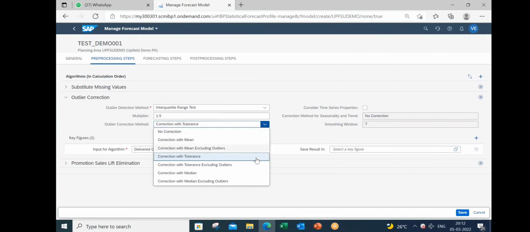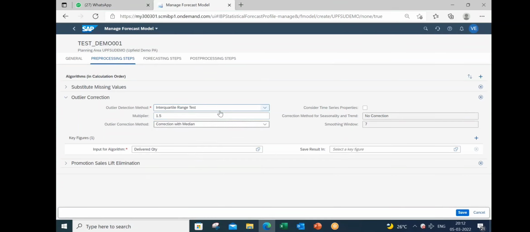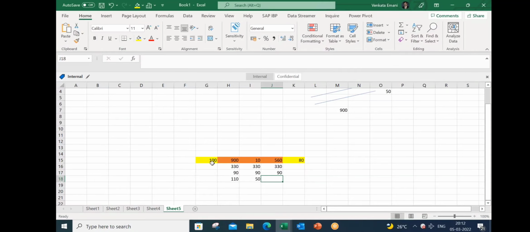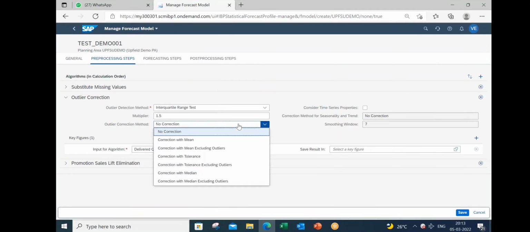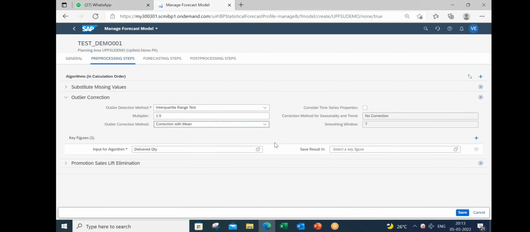Otherwise, it is asking correction with median. Same as here, where we have mean, we have median. Here also the system will calculate the median of this series and replace with the median. Otherwise, you can say calculate median excluding outliers, which means it will calculate the median only for these two numbers. The median will be the same 90, right? So it will replace these outliers with 90, 90, 90. Like that, we are telling the system how to correct the outlier, like no correction. I'll say correct with mean to calculate the outlier. Let us see what will happen.